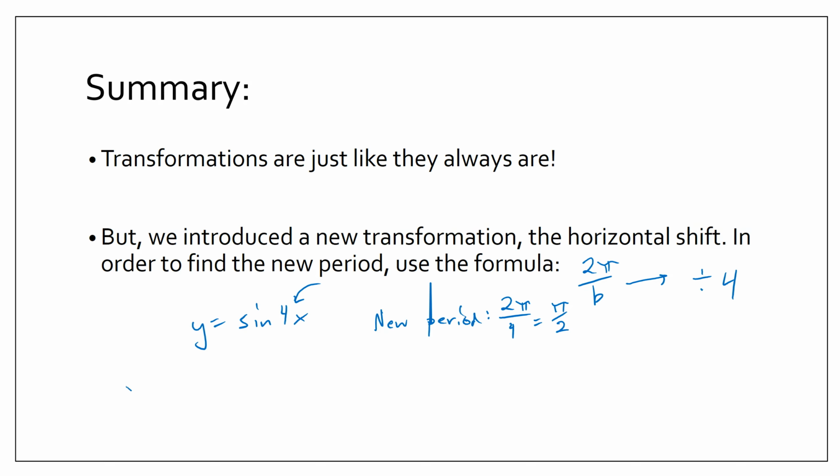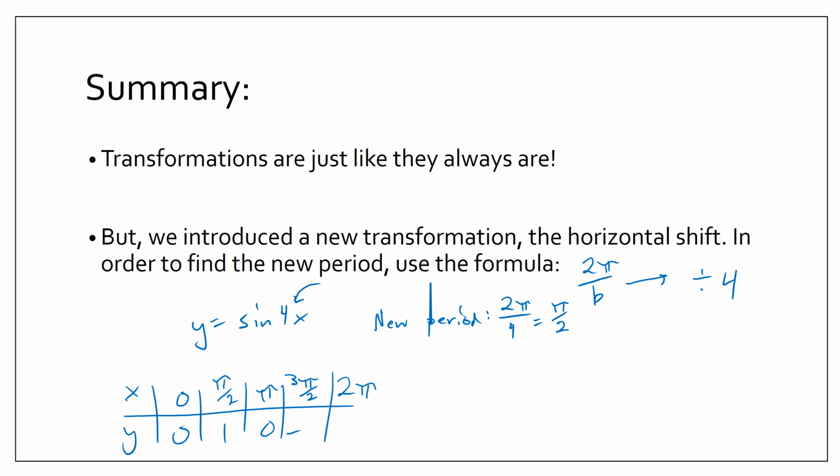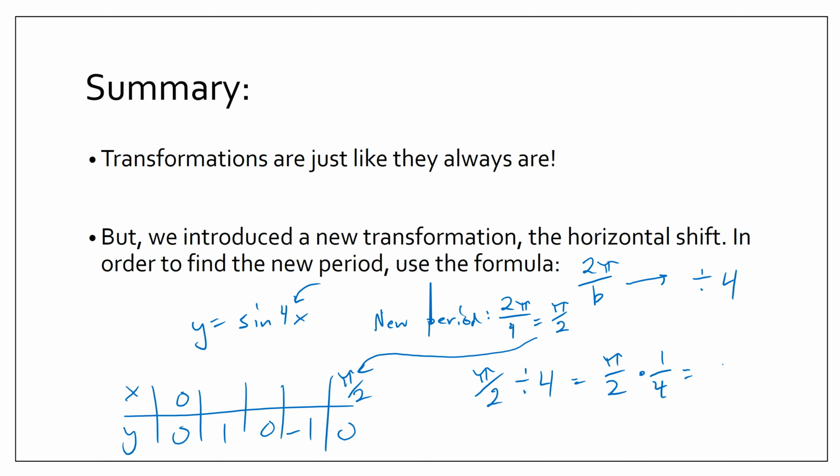So now I know in my xy table, instead of going 0, pi over 2, pi, 3 pi over 2, and 2 pi with the 0, 1, 0, negative 1, 0, I now need this period to finish at pi over 2. So this now becomes pi over 2, which means these points now no longer make sense. How do I find them? I need to divide pi over 2 by 4. So that would be pi over 2 times 1 over 4, so that's pi over 8.